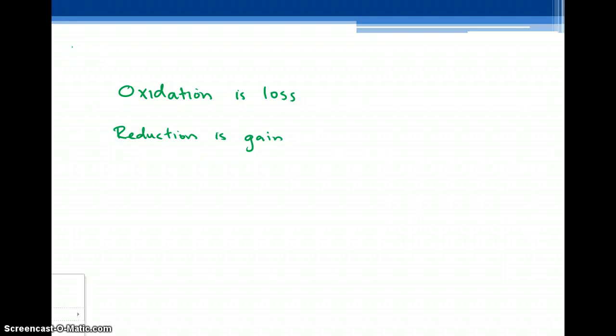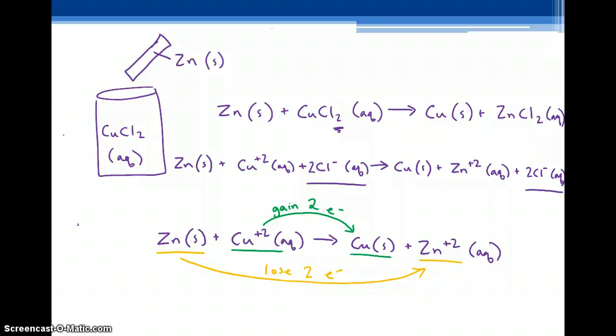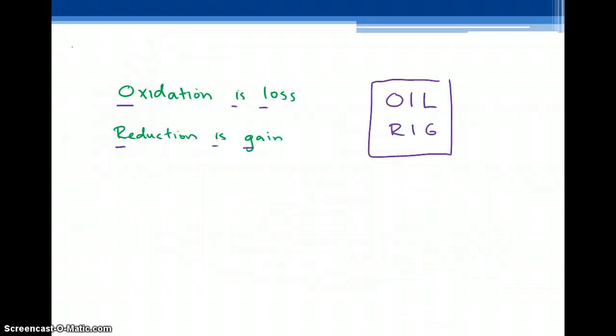Maybe an easy way to remember that for you is to think about the letters here. So oxidation is loss, O-I-L, and reduction is gain, R-I-G, oil rig. Not sure if that'll help you out too much, but maybe it's a good memory device for you. Oxidation is the loss of electrons, reduction is the gain of electrons. So if we go back and look at our equation real fast here, we see that zinc is losing electrons and copper is gaining electrons. Okay? Zinc is losing, copper is gaining.